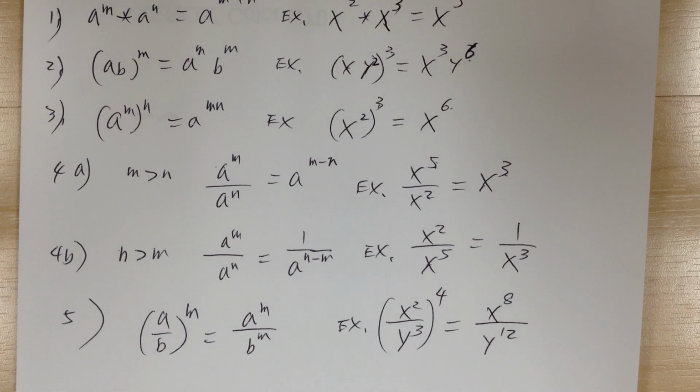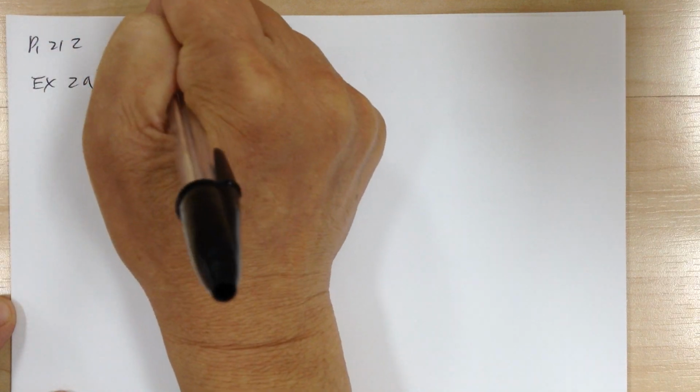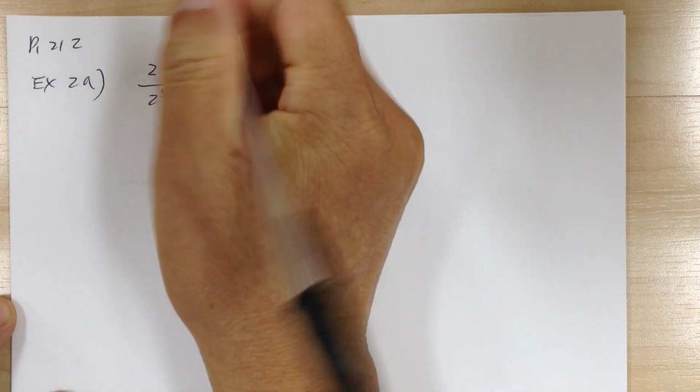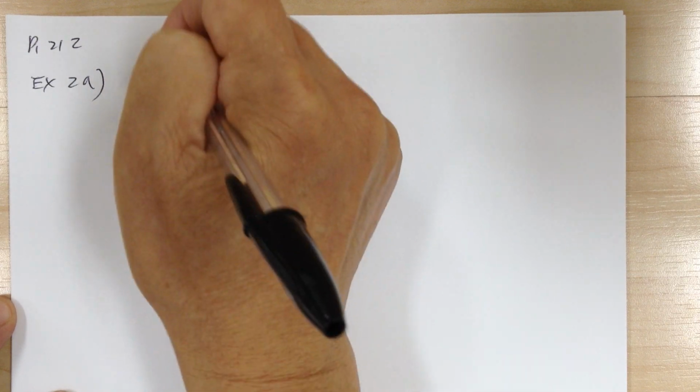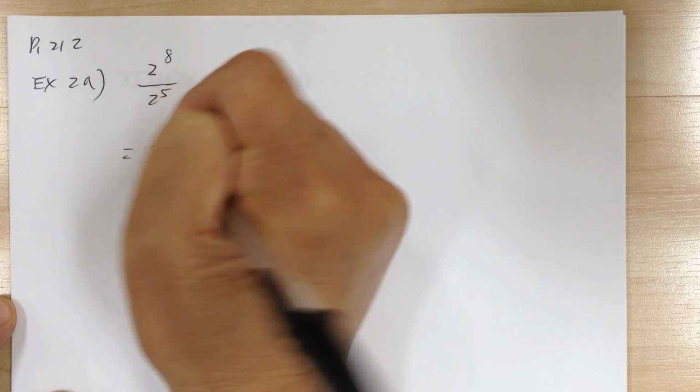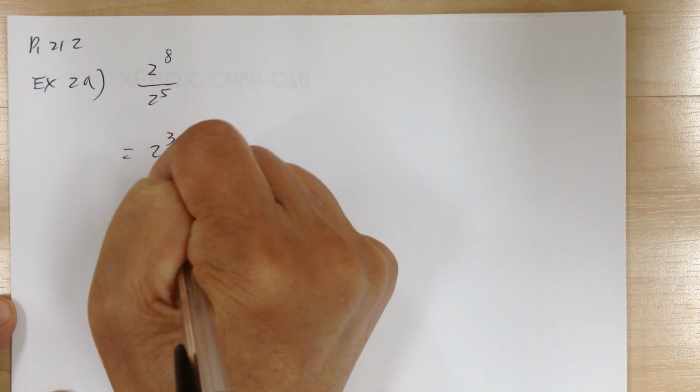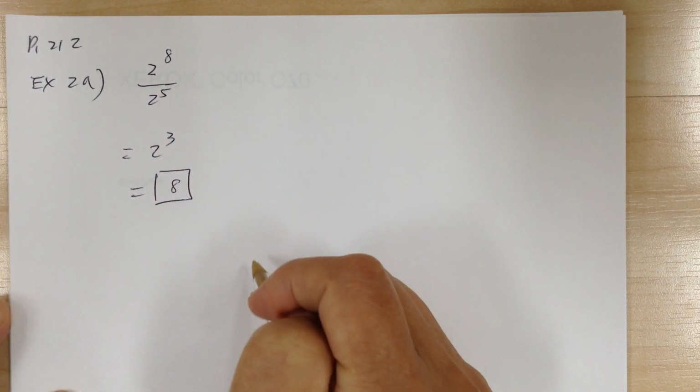Okay, so let's go to example 2 to simplify. Example 2a, you got 2 to the 8 over 2 to the 5. Again, this is a quotient, so you're just going to subtract. So this is equal to 2 to the 3, and so this will equal 8.